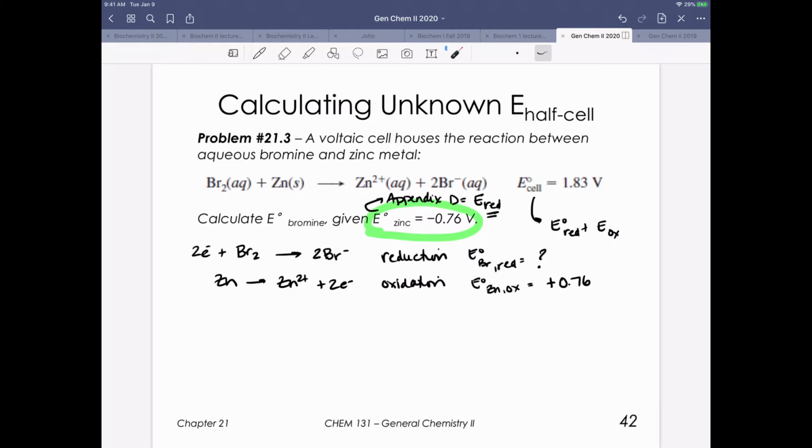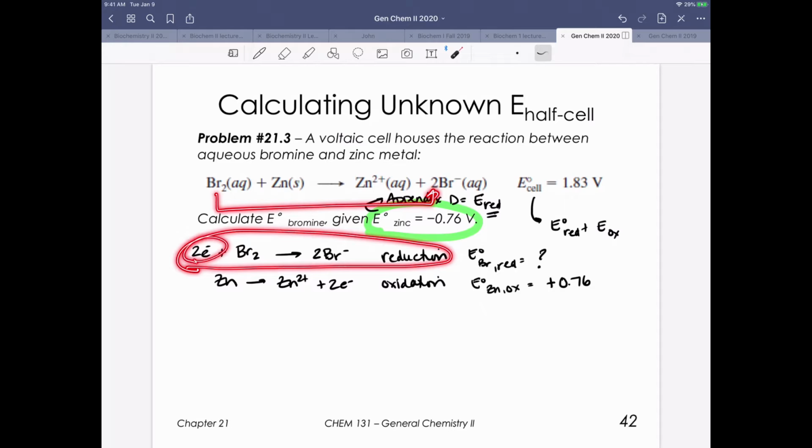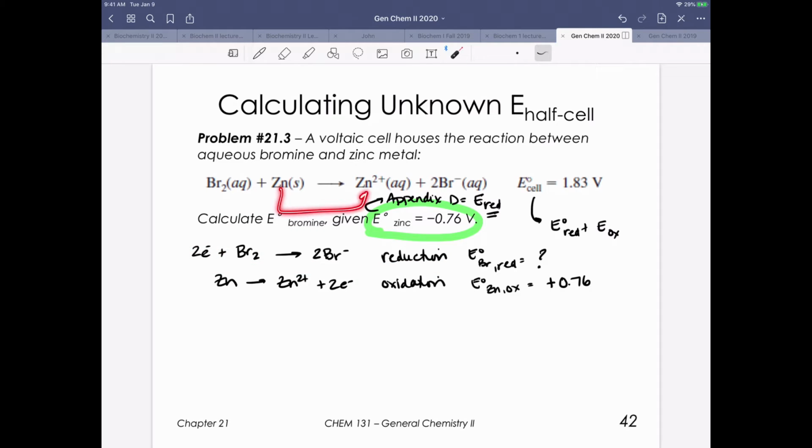Okay, so if we split this up into its corresponding half reactions, we're going to have our reduction reaction here, right? We've got bromine going to bromide, which means it's got to gain electrons. We've got zinc going to zinc 2+, that's our oxidation reaction. Don't need to do any scaling here because we've got 2 electrons being traded. They told us that the E for zinc was negative 0.76 as a reduction potential, and again, if we looked it up on Appendix D, we would see this value, but we're making it into an oxidation half reaction, which means we flip the sign.